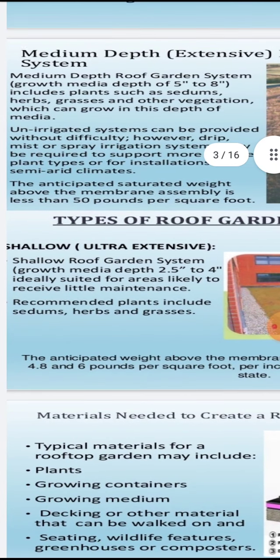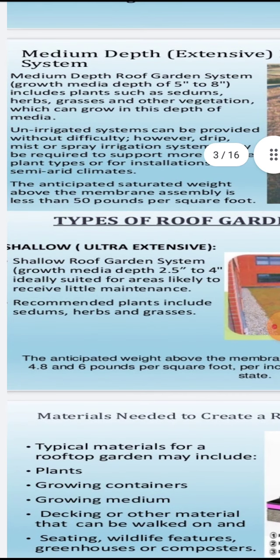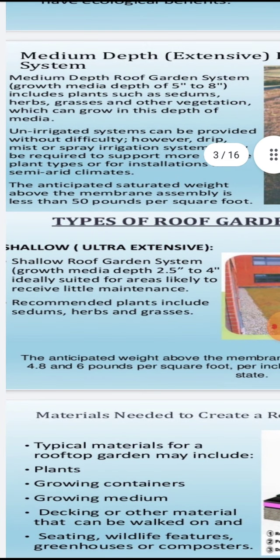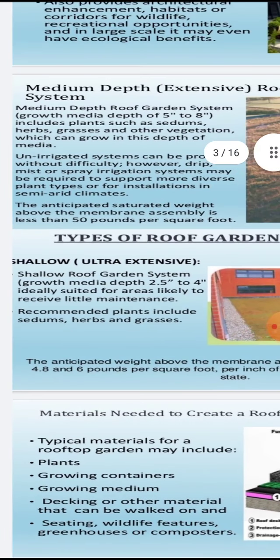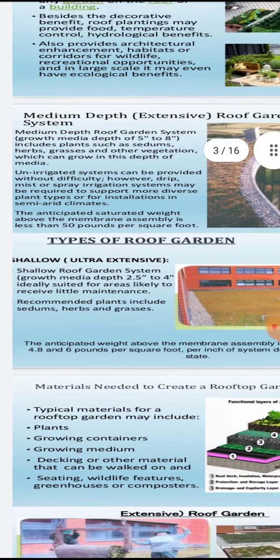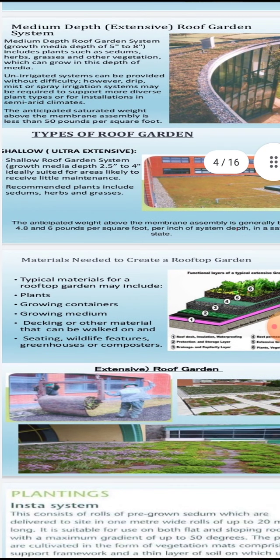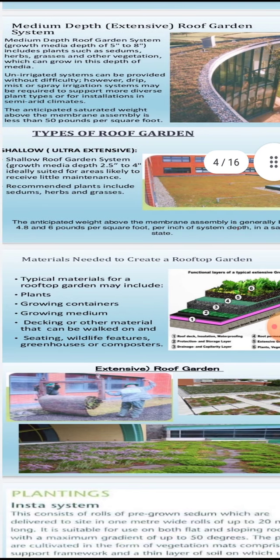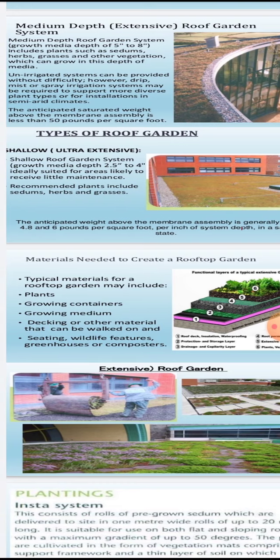Then about the characteristic of the root system, it generally weighs less than 50 pounds per square foot, considering the saturated weight of the soil. Potted plants may be used. Here you are observing certain shallow ultra extensive systems, ranging from 2.5 to 4 feet in depth. Certain ones are made like this.